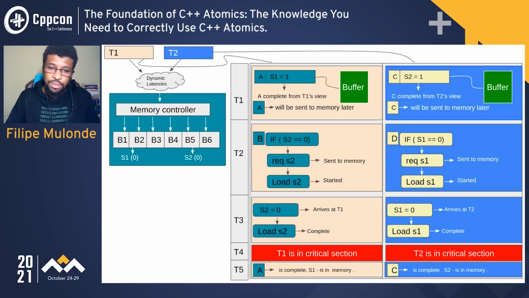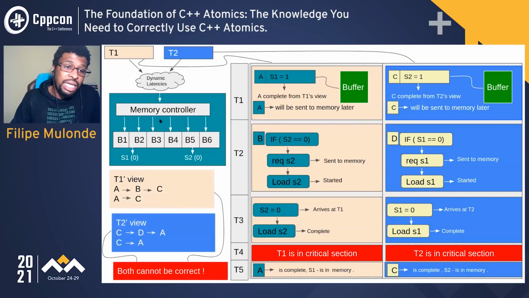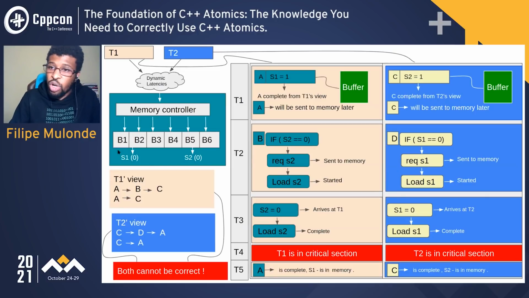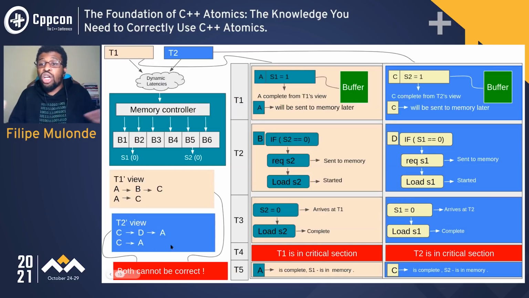And that's a problem. At time 5, instruction A finishes, and the thread updates the memory. And the same thing happens with thread number 2: instruction C finishes. The instruction is complete, and S2 is in memory. And the problem is that threads don't agree on the order in which memory operations took place, right? From thread 1's point of view, instruction A happens before C. But from the point of view of thread 2, instruction C happens before A. So both cannot be correct.